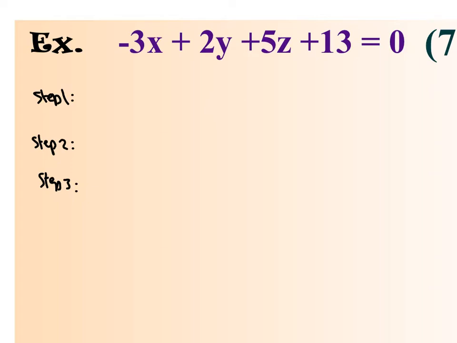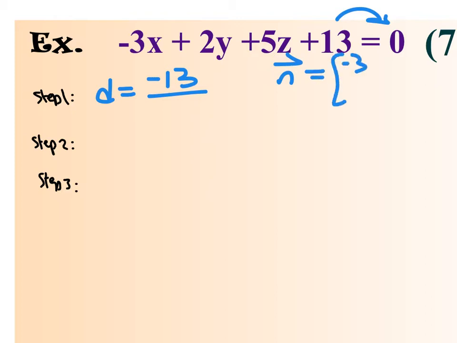Okay, so to find the distance, I'm going to take big D or capital D, which is negative 13. Remember, you've got to move it over here to find out what that is. Over the magnitude of the normal. The normal is (negative 3, 2, 5). So it looks like the square root of 9 plus 4 plus 25, which would be 38, square root of 38.